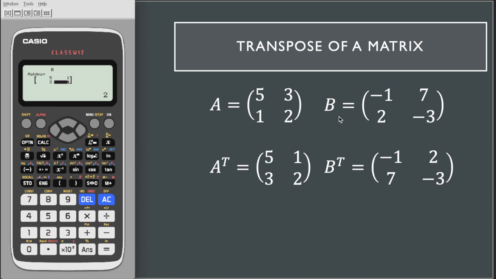So now we can do the same for matrix B. So if we press AC, go to Option, scroll down, select Transposition, option 3, go back to Option, select option 4, which is matrix B, close bracket, select equals. First entry is -1, which we've got here. Then we've got 2, which is this entry here. 7, which is this entry here. And the last entry is -3, which we've got here. So that is how you work out the transpositions.